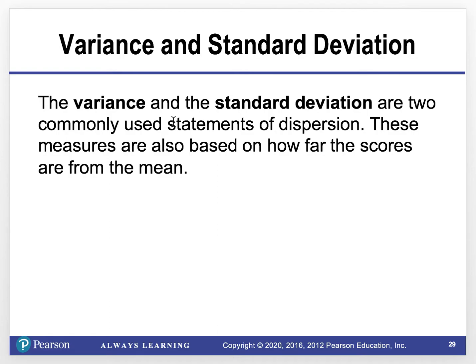All right, the variance and the standard deviation are two commonly used statements of dispersion, way more common than the mean absolute deviation. These measures are also based on how far the scores are from the mean, except instead of using absolute value, it's going to use squaring.